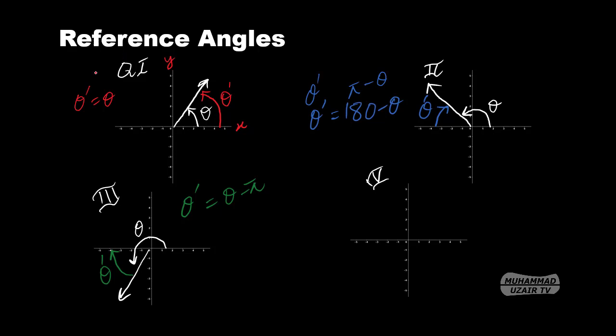The third one, let's suppose the line is in the fourth quadrant. So this will be theta, and this will be theta dash. So theta dash will be equal to 2 pi minus theta.